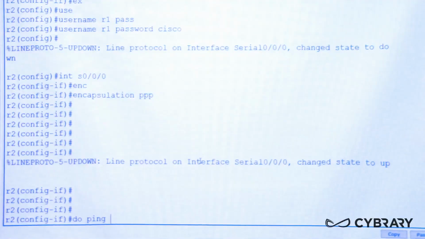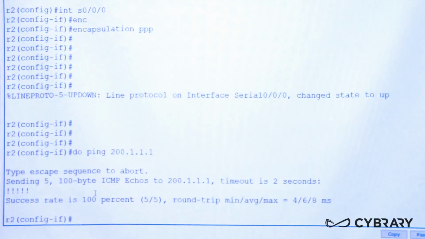Ping the other side, 200.1.1.1, which is router 1. I'm sitting on router 2. And my link is up.